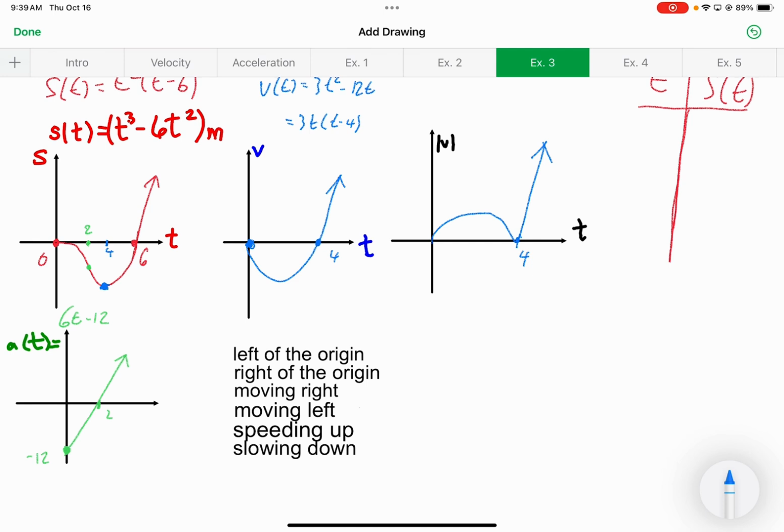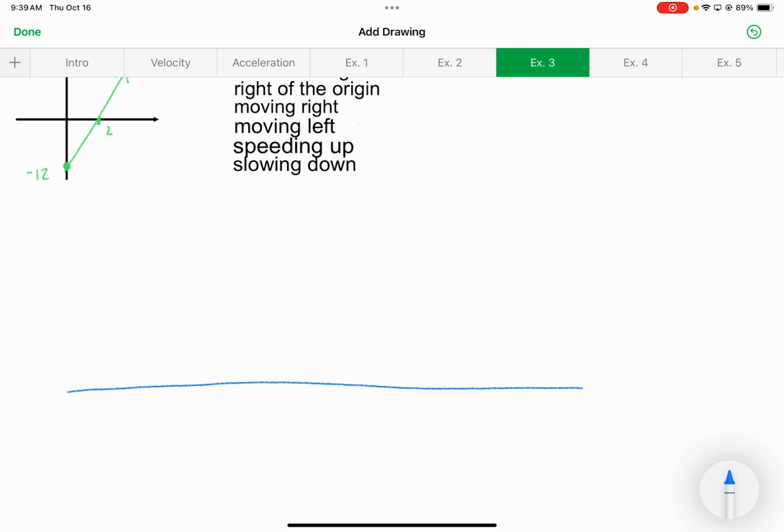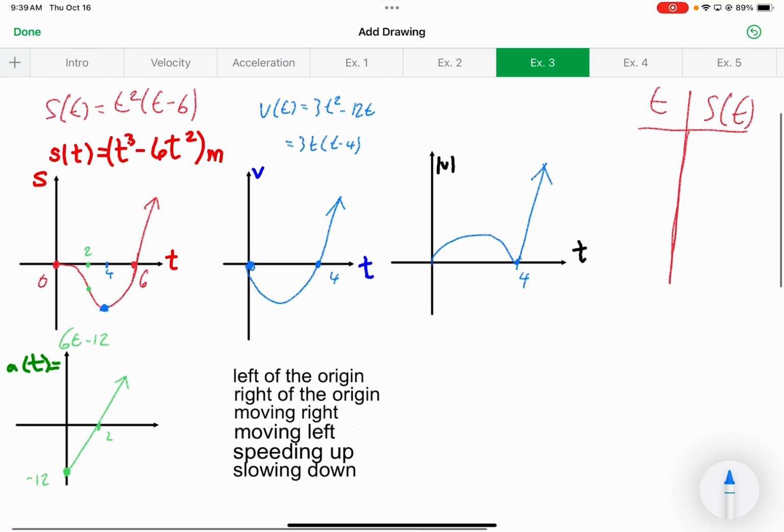Where's my particle to the left of the origin? Because again, this is just bound to an axis and it's moving to the left and the right. So on what interval will it be to the left of the origin? Where it's negative, so 0 to 6. Where s of t is negative, so from 0 to 6. So I would say from 0 to 6, it would be to the left of the origin.